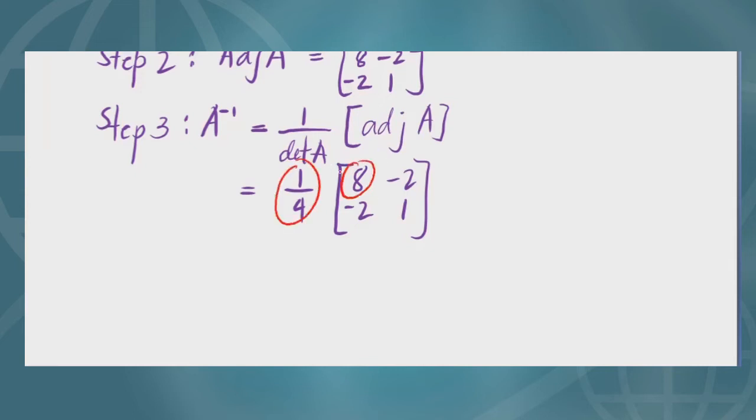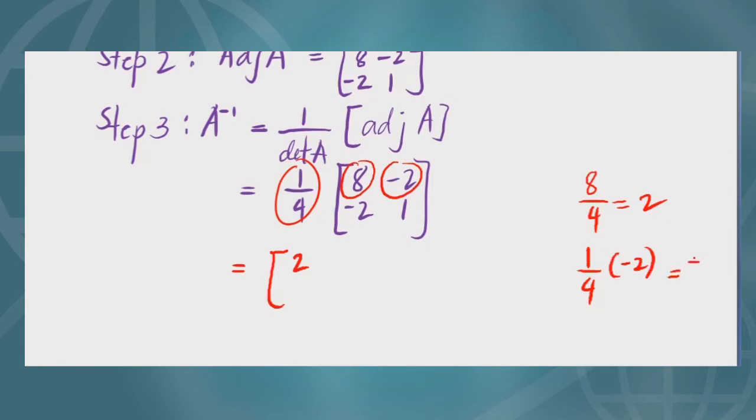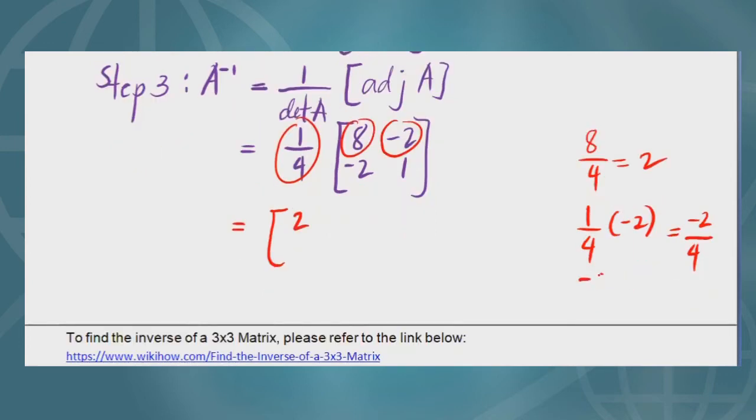What you need to do, distribute this 1/4 to each of the entries of this matrix, the adjoint of A. 1/4 times 8, that is 8 divided by 4, which is 2. So the answer is just 2. And then 1/4 times negative 2. Multiply this negative 2 to the numerator, copy the denominator. We know that negative 2/4, in lowest term, we divide both numerator and denominator by 2. So 2 divided by 2 is 1, 4 divided by 2 is 2. So negative 1/2.